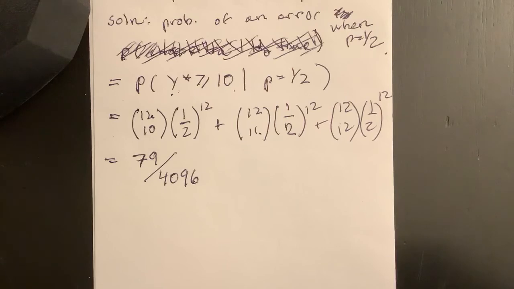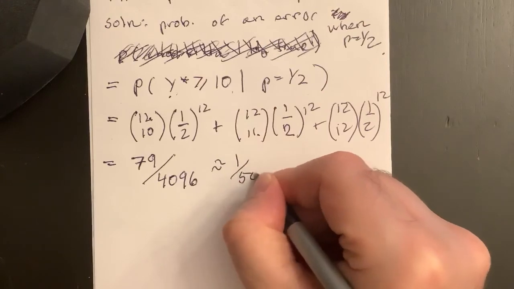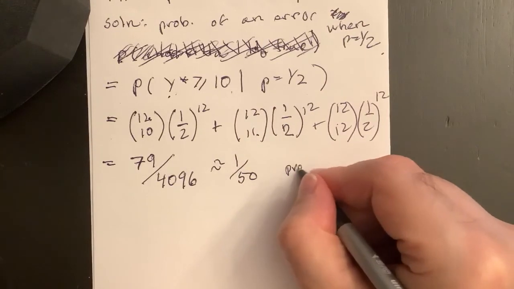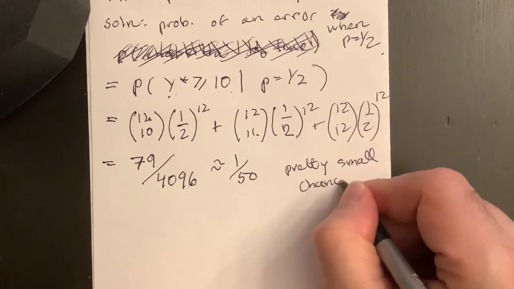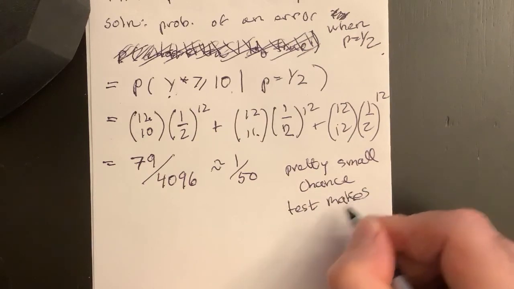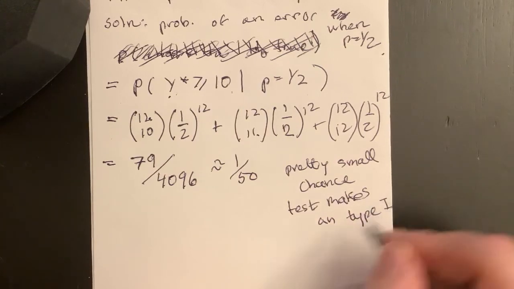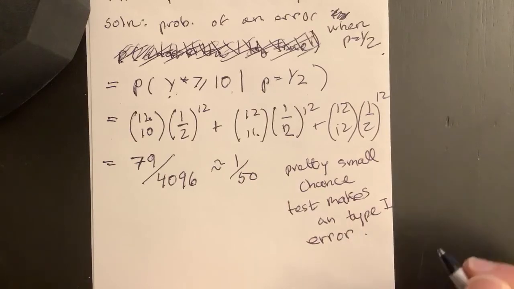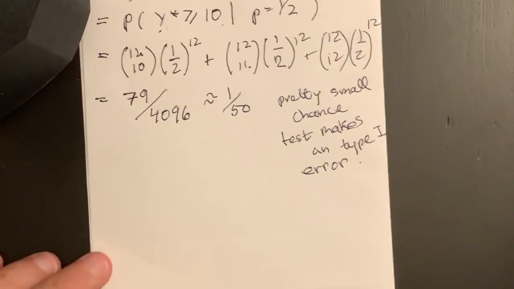Okay? So this is pretty good. This is about 1 over 50. Pretty small chance the test makes a type 1 error. Okay, so we're just getting a feel for this.